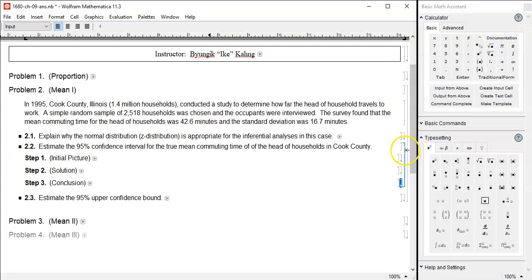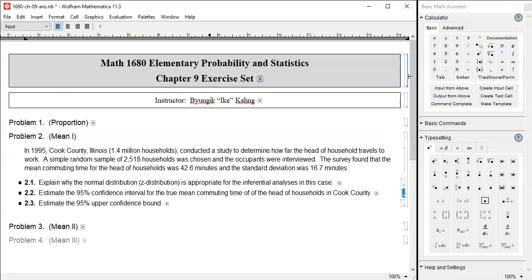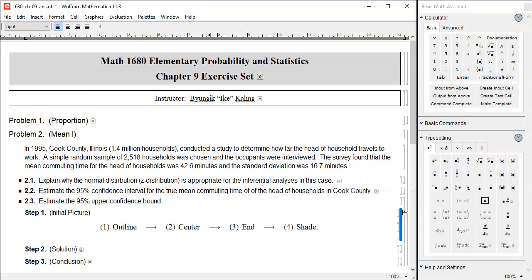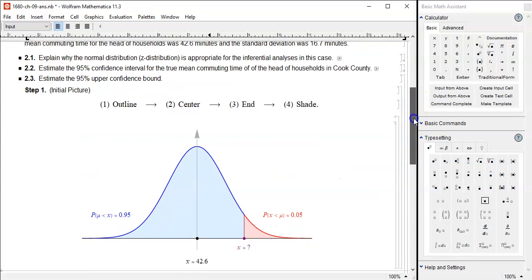Okay, now let's go over to the third problem here. Estimate the 95% upper confidence bound. This one's different: not the confidence interval from where to where, just a confidence bound. So you're looking for only one endpoint, as you can see in this picture. Upper confidence bound, so above the expected value. 42.6 is the expected value. Higher than that, we have this end, and 95% is this middle and the left, the blue part, and 5% all go to the right.